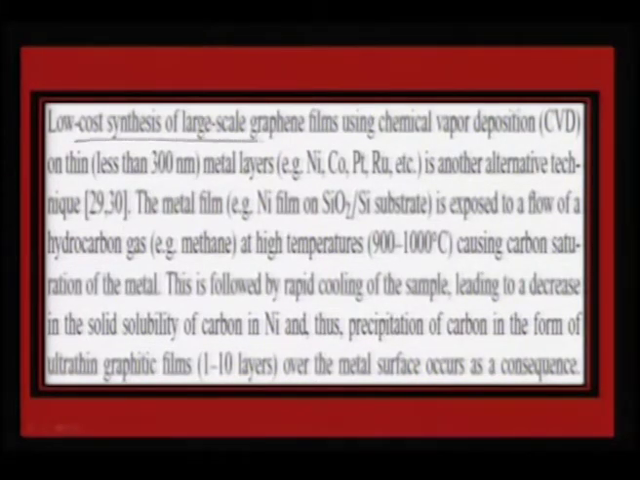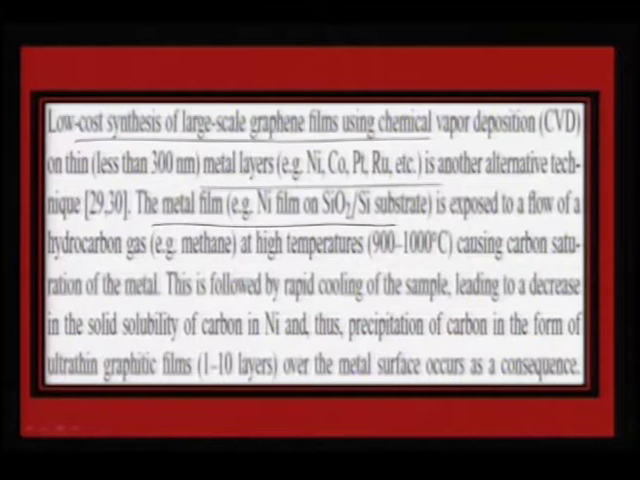Low cost synthesis of large scale graphene can be attempted using chemical vapor deposition, and metal layers like nickel, cobalt, platinum, ruthenium are another alternative technique that can be employed. Metal films, for example nickel on silicon dioxide, are exposed to a flow of hydrocarbon gas, usually methane, at high temperatures, causing the carbon saturation of the metal. This is followed by rapid cooling.